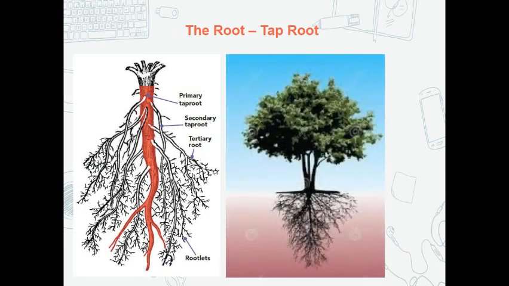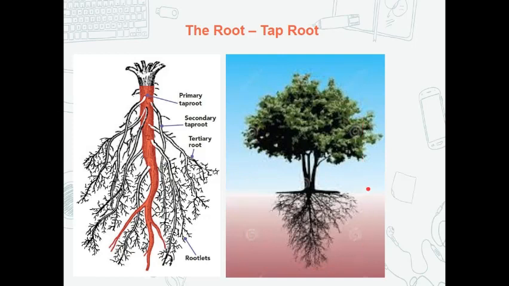Plants with a taproot have one main root which grows from the end of the stem. Many small roots grow from the main root. Look at this picture here. This red part is the main taproot or the primary taproot from which several smaller secondary and tertiary roots grow. This is what the taproot system looks like for a big tree. If you could look under the ground, this is what the taproot system would look like.